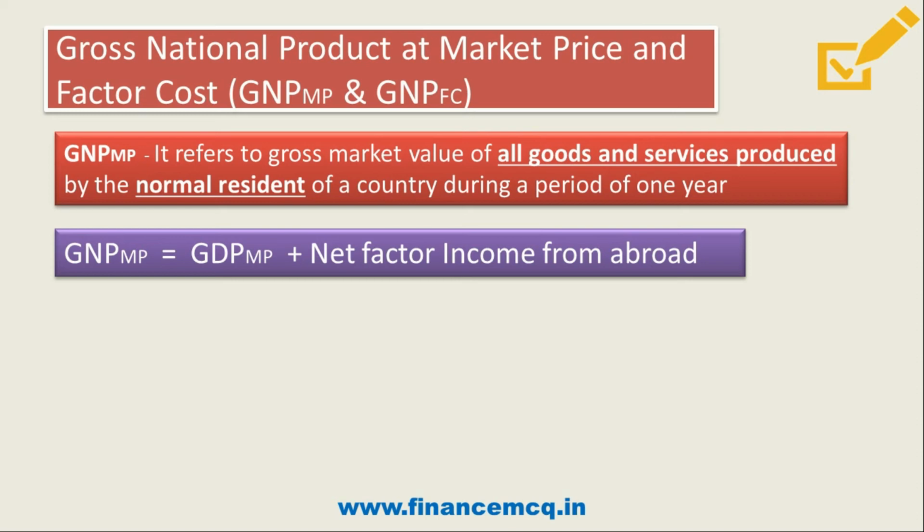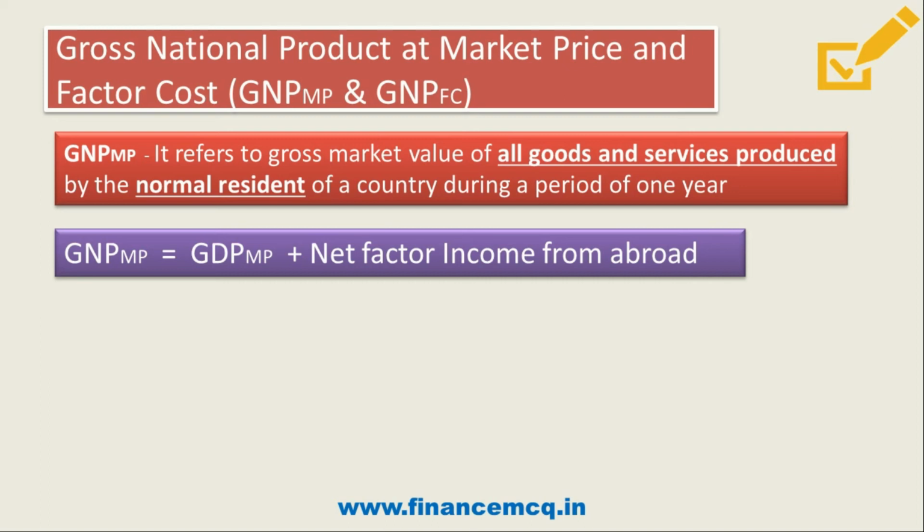Friends, net factor income from abroad basically has two concepts. The first one is factor income from abroad, which means income earned by a normal resident of a country from the rest of the world in form of wages and salaries, rent, interest, dividend and retained earnings, etc. And second component is factor income paid to normal resident of other countries for their factor services within economic territory. Example, salary paid to US national in Google office in India is factor income paid abroad.